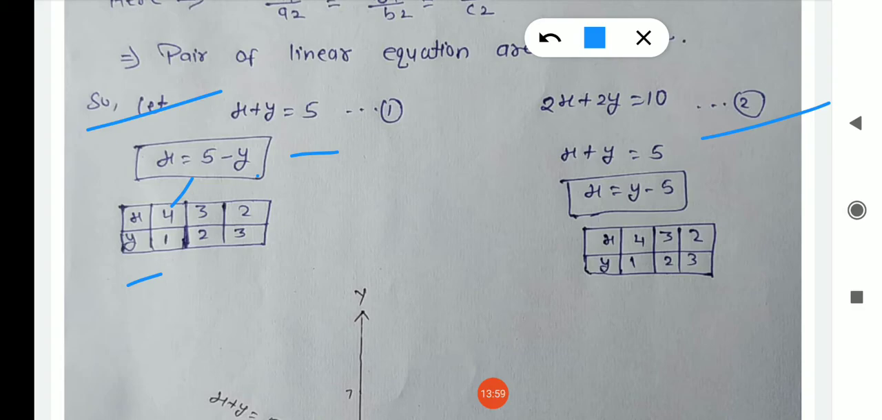If we put y equal 2, so we get 3, and if we put y equal 3, so we get 5 minus 3 equal 2. Now equation second is 2x plus 2y equal 10. Now we divide all this equation by 2, so we get again x plus y equal 5. This equation is similar to this, then again table is same. So this is a1 upon a2 is equal to b1 upon b2 is equal to c1 upon c2.